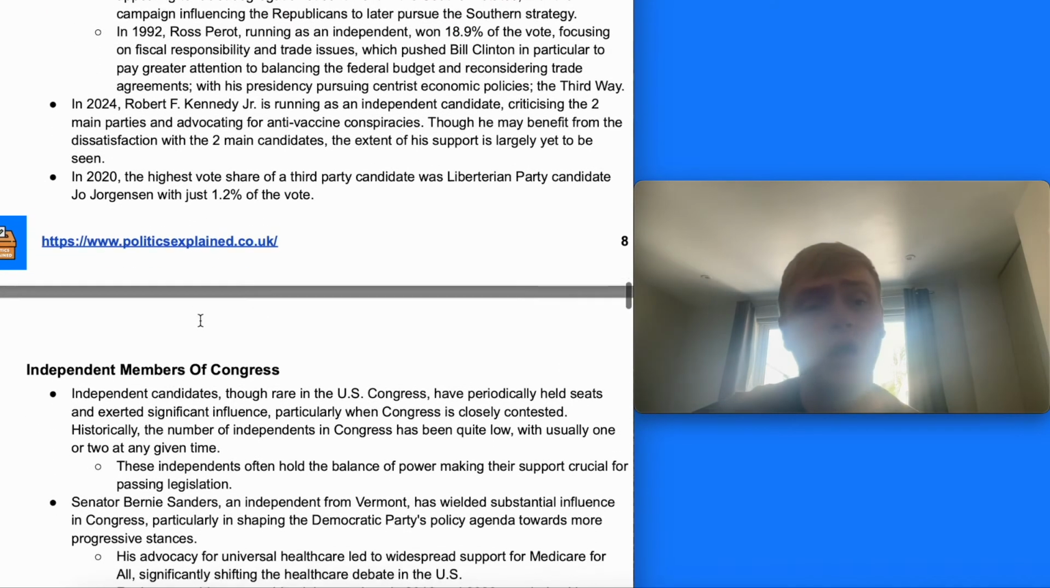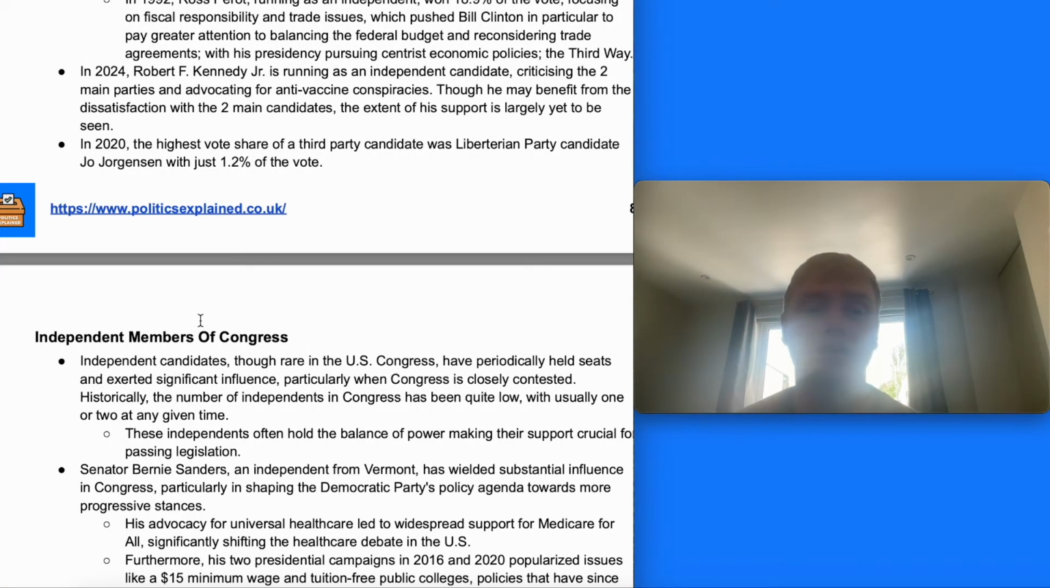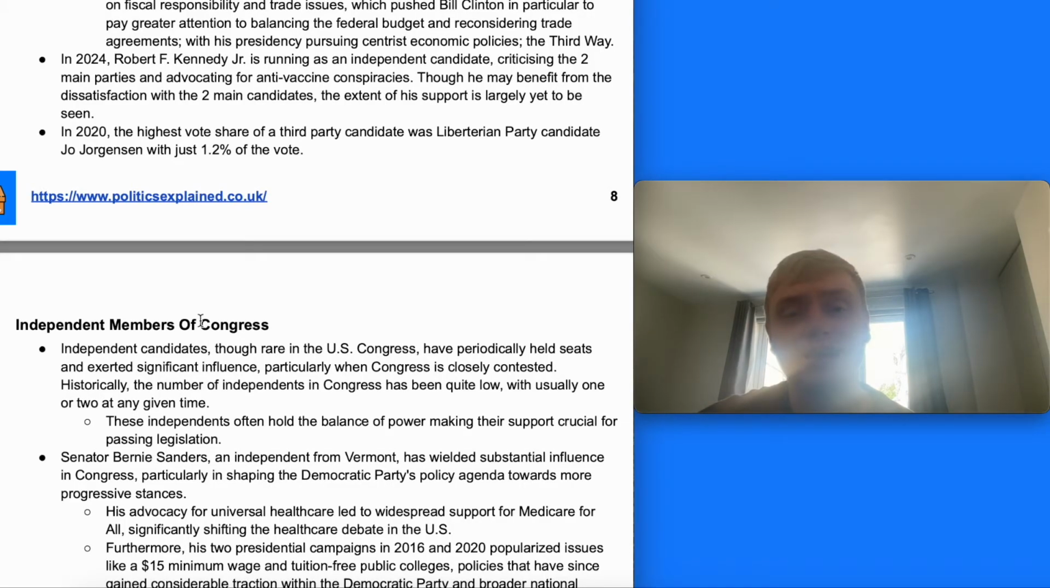In 2024, Robert F. Kennedy Jr. is running as an independent candidate, criticising the two main parties and advocating for anti-vaccine conspiracies. Though he may benefit from the dissatisfaction with the two main candidates, the extent of his support is largely yet to be seen, though increasingly it's looking to be a bit more significant than any third-party candidate has been in the last two elections. While he was first seen as threatening the Democrats, he's increasingly starting to be seen as more threatening to the Republican vote and Trump's vote in particular.